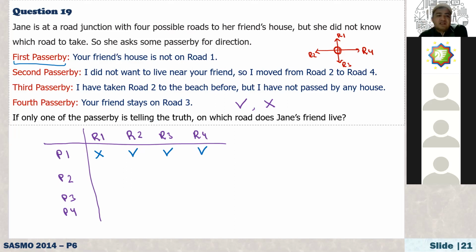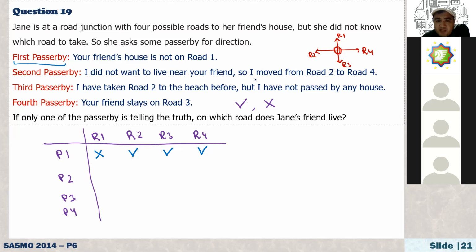Okay, Nargis, read the second one. I didn't want to live near your friend, so I moved from road 2 to road 4. Okay, what do you understand from this sentence, Nargis? The road 2 is near the friend's house.